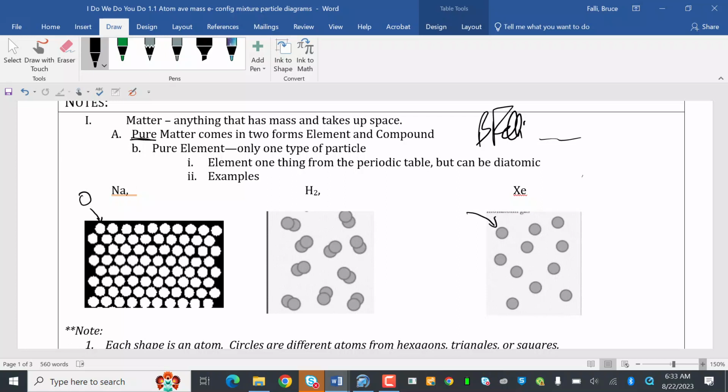Now notice I'm looking, do I see any triangles? No triangles. Do I see any squares? No squares. It's pure. It's all the same. There's nothing in this space except for circles. Okay, this is diatomic. Simple breakdown root words, two atoms at once.